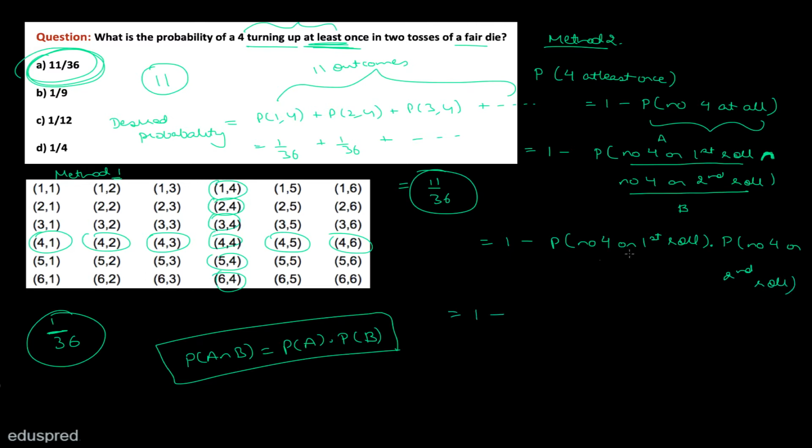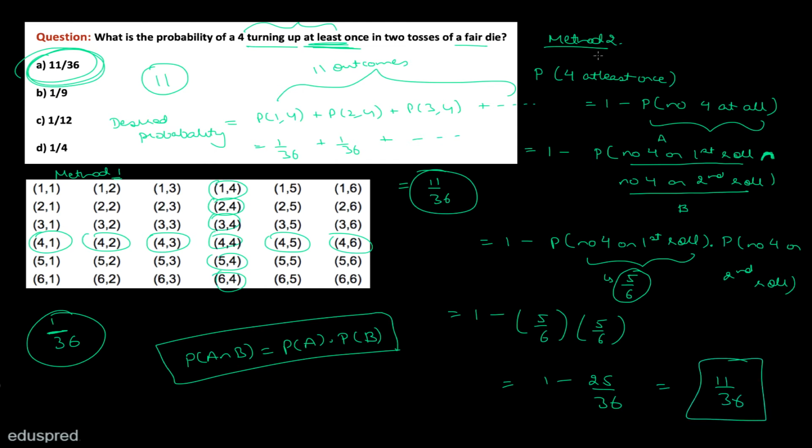Now what is the probability of getting no 4 on the first roll? Well, this is 5 by 6 because if you don't want to get a 4, then you want to get 1, 2, 3, 5 and 6. So in total there are 5 other numbers. So the probability of no 4 on the first roll is 5 by 6. Similarly, what's the probability of no 4 on the second roll? This is also 5 by 6. Okay, so this becomes 1 minus 25 by 36 and this is equal to 11 by 36. So this is your method number 2 in which you do not have to write the sample space first. Either way the right answer is 11 by 36, that is option A.